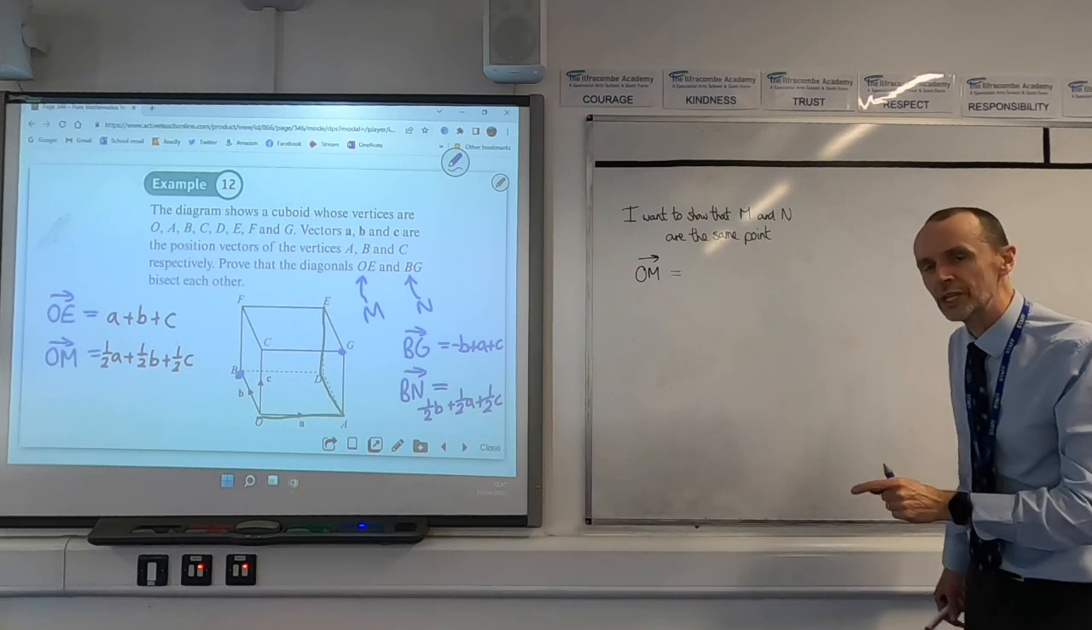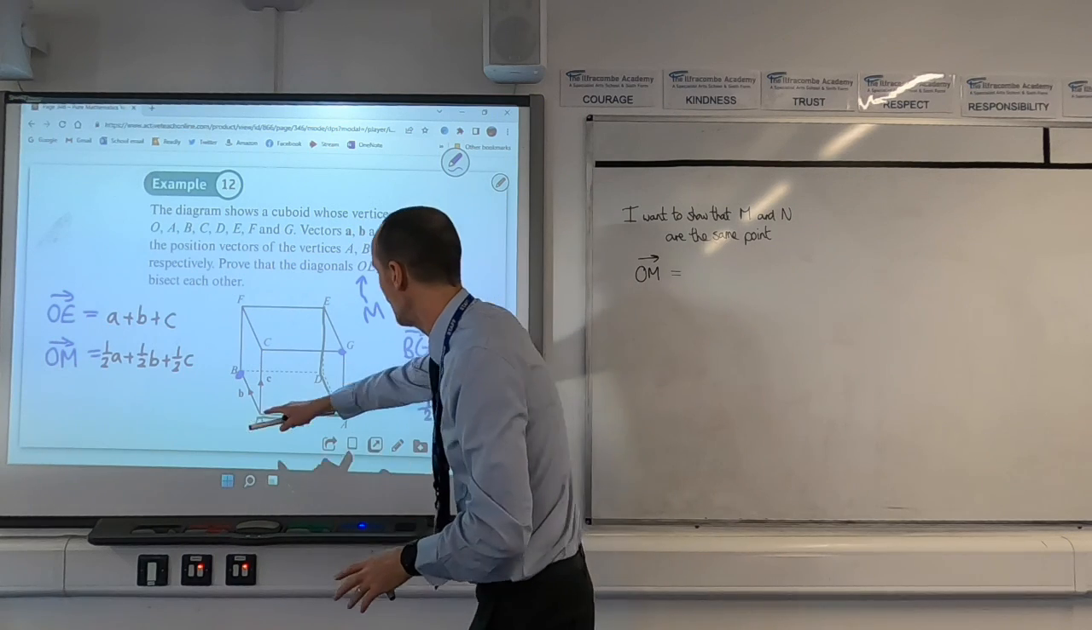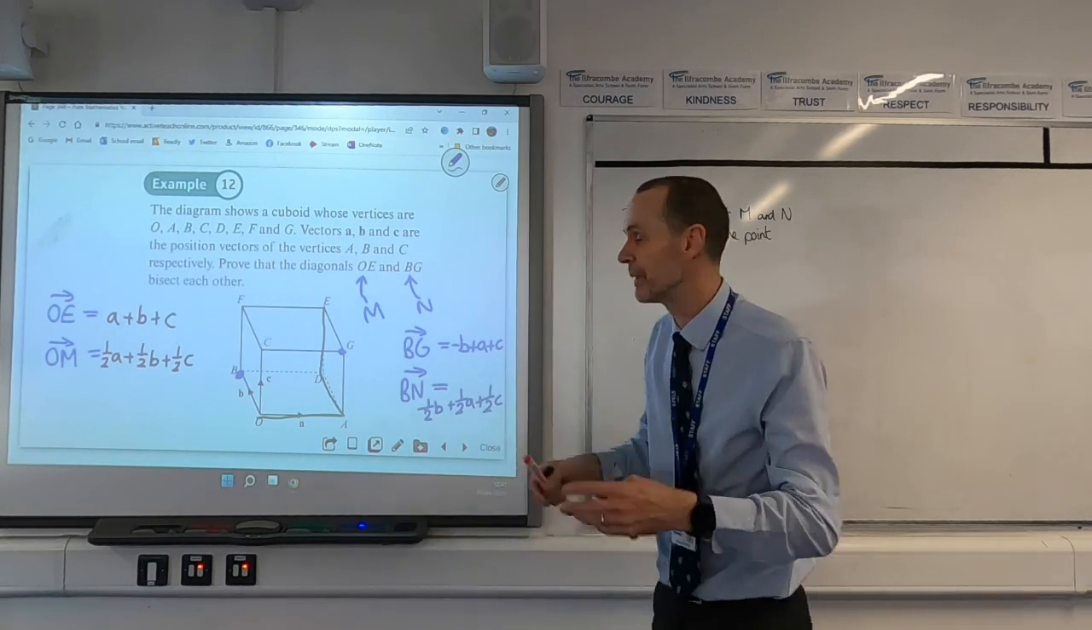So I've got the journey from O to N, which isn't a point on the diagram, but it's halfway along OE. It's in the middle here somewhere. Well, obviously we know it's a cube. We know it's exactly in the middle.